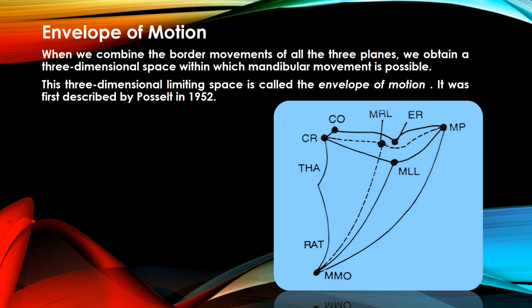Envelope of motion. When we combine the border movements of all the three planes, the sagittal, horizontal, and coronal planes, we obtain a three-dimensional space within which mandibular movement is possible. This three-dimensional limiting space is called the envelope of motion.